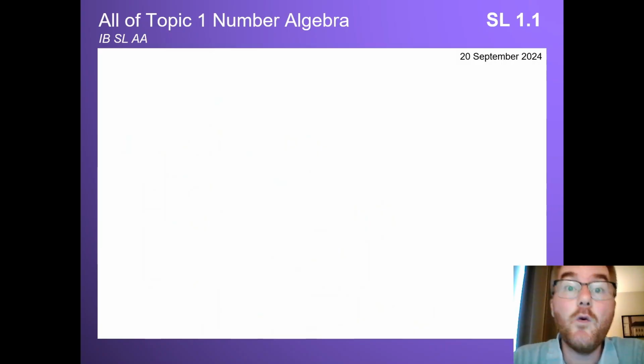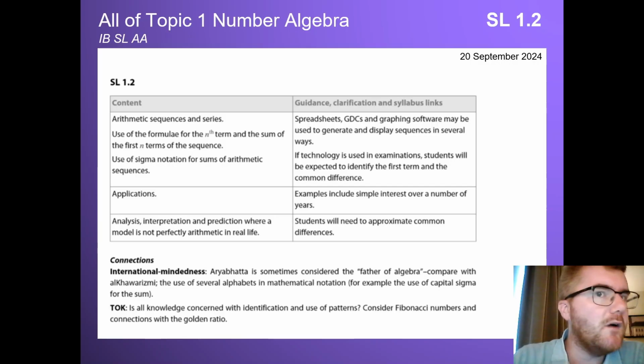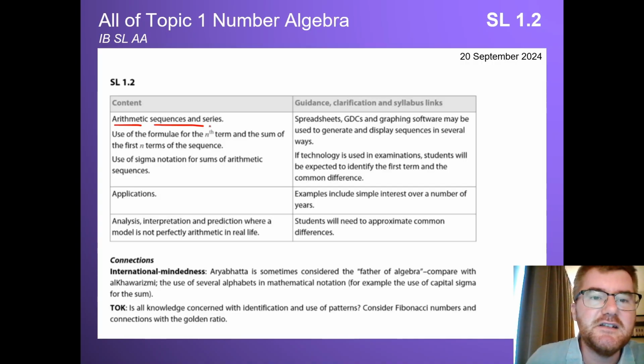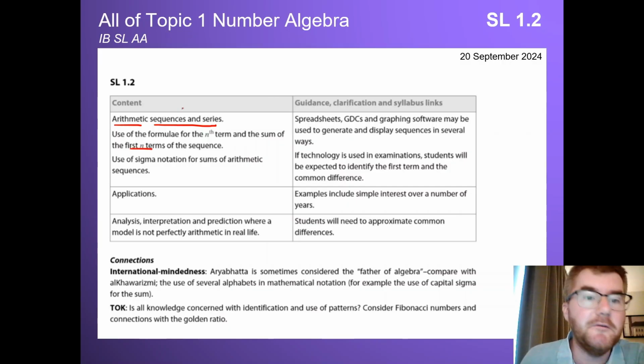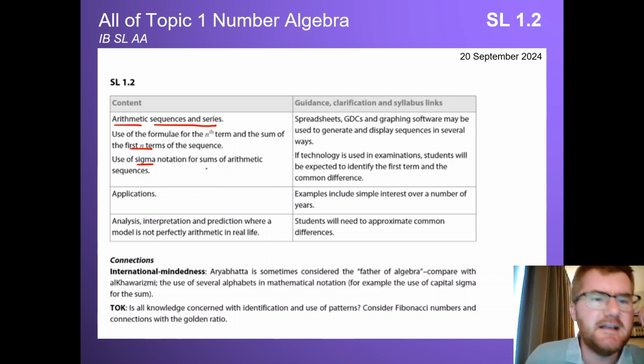So that was SL 1.1. Now we're going to go into SL 1.2, which is quite a big section. I'm only doing one question per section, but just be aware we have arithmetic sequences and series, so essentially sequences or series involving adding and subtraction. Again, using the formulae from the formula sheet and the sum of the first n terms, so knowing that formula from the formula sheet. Using sigma notation, which I will talk about, I think, in SL 1.8, so I'll look at that anyway when we look at converging infinite geometric series, applications, and then analysis.